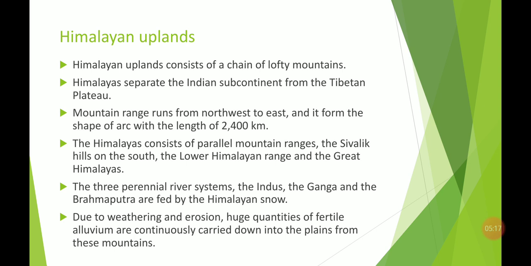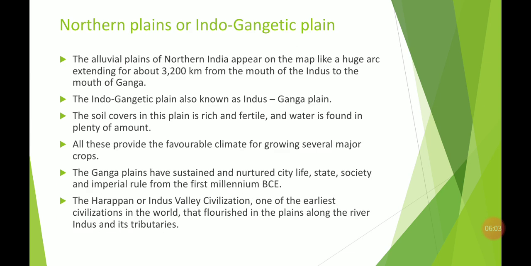Due to the process of weathering and erosion done by rivers, a huge quantity of fertile alluvium is continuously carried down into the plain from these mountains. So basically, the river works as an eroding agent. After eroding alluvium, silt and gravel from the mountain, they settle all those deposits on the plain areas and make the areas fertile. Why we started with the Himalayan upland, and what is the relation to the history, we'll see in the next slide. Like I told you, the rivers erode material and settle it down on the plain areas.